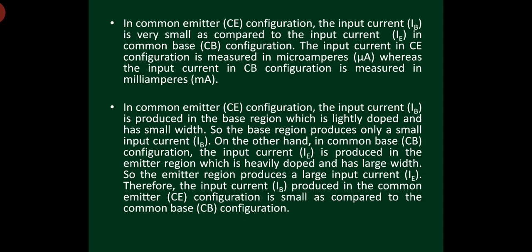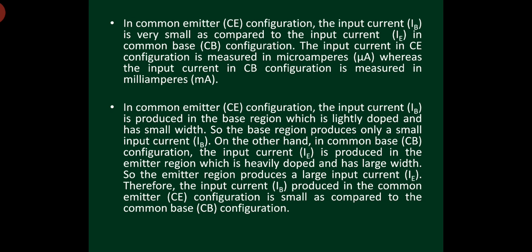On the other hand, let us compare it with common base configuration. The input current IE is produced in the emitter region, which is heavily doped and has large width. So the emitter region produces a large input current IE. Therefore, input current IB produced in common emitter configuration is small as compared to the input current of common base configuration.